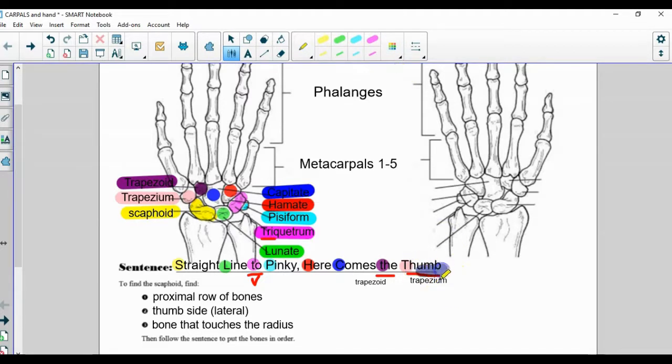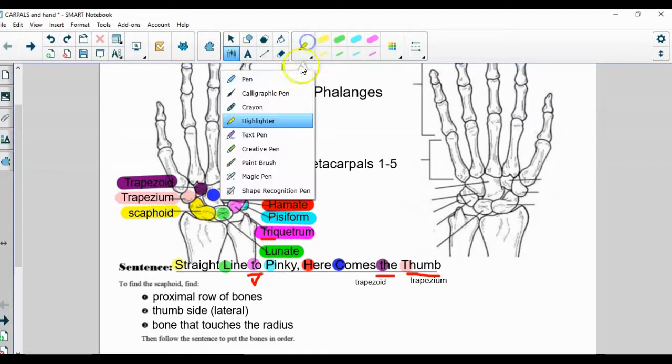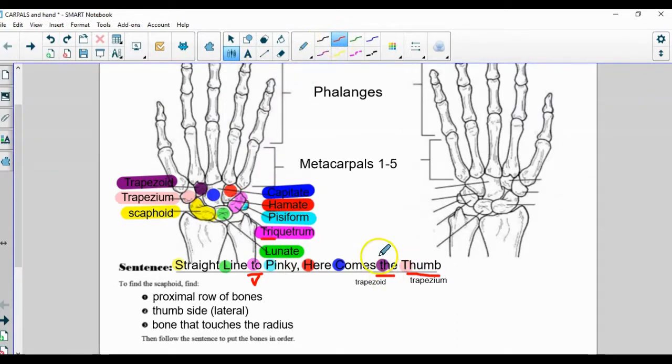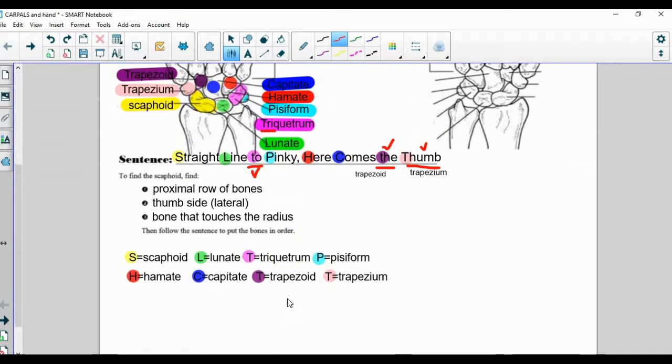Thumb, trapezium. You wouldn't want to say straight line to pinky, here comes the thumb, and then put trapezoid at the end because these two words rhyme. So keep your trapezium with your actual thumb. And that should eliminate the issues with the fact that we have 3 T's. So I'm going to go ahead and check both of these off. We've differentiated between the 3 T's of the sentence to keep our bones in order.